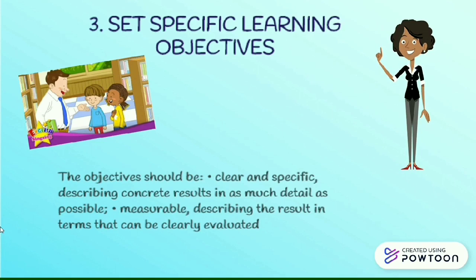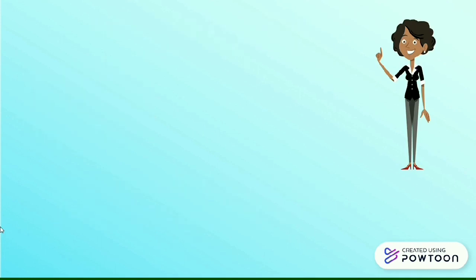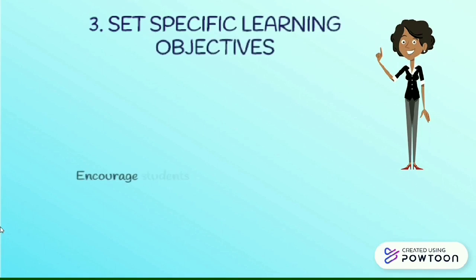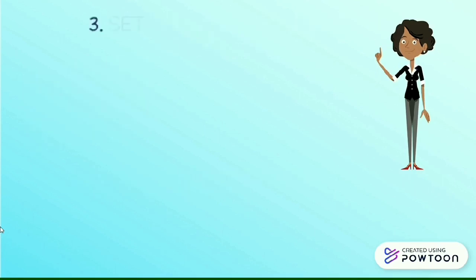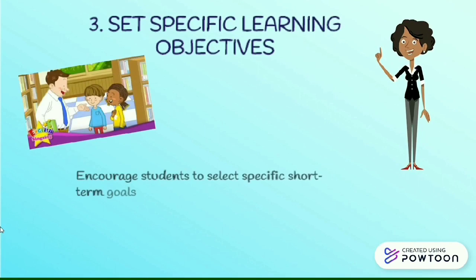Teachers must provide comments that encourage the student's ability and confidence to achieve the goal. Some strategies are to use methods to set goals in your classroom. More specifically, encourage students to select specific short-term goals for themselves. Emphasize deadlines for meeting goals and offer continuous feedback.